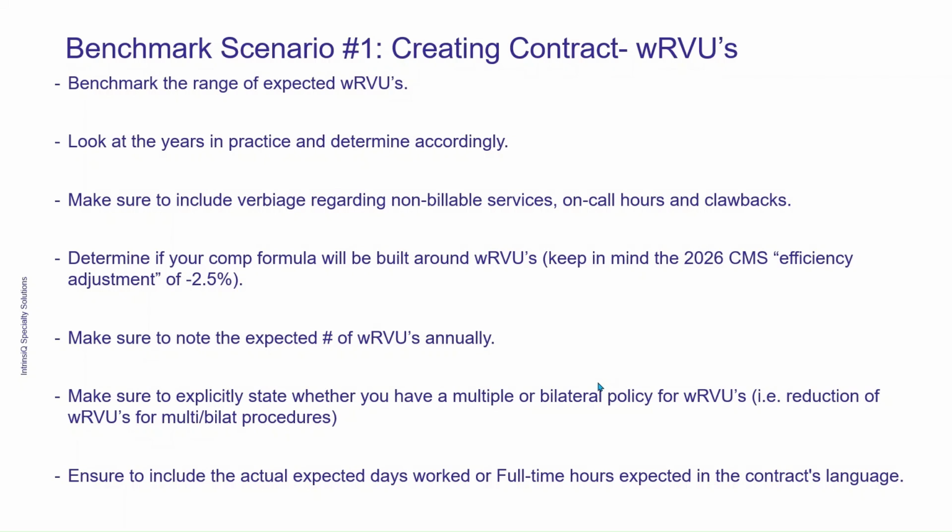Next one's going to be make sure to explicitly state whether you have a multiple or bilateral policy for work RVUs. This would be on top of any of the already established CMS guidelines when it comes to adjustments for multiple or bilaterals. But just to make sure that if there's anything specific that you want in that comp formula, that it is stated within the contract so there's no questions when it comes back to reevaluating or renegotiating at a future time.